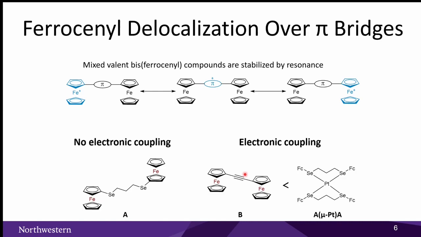You can use another metal. So for example, here you have compound A dimerized across a platinum atom. And when it's dimerized like this, you do in fact see electron coupling between those two ferrocenes, but it's not going through the sigma bond network, instead going through the pi network through that central platinum.